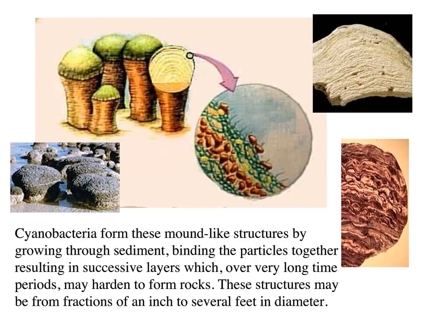So when the cyanobacteria grow through the sediment, they form these mound-like structures. The particles of sediment get bound together, and that results in multiple layers, okay? Over time, this can harden to form rocks, in which case the structures might be from an inch to several feet in diameter. So these things can actually get pretty big.